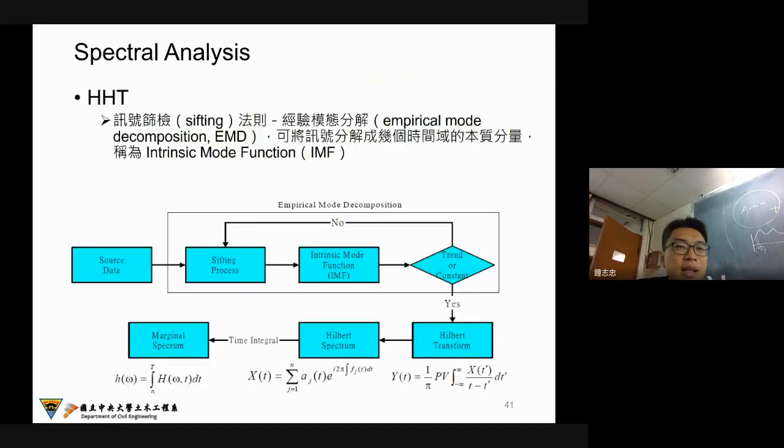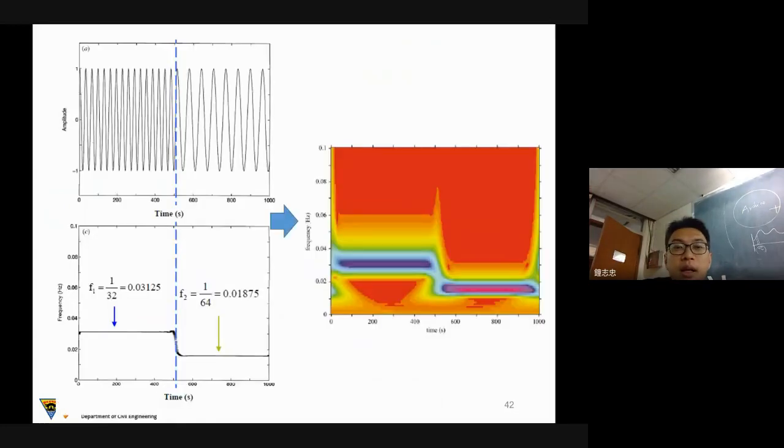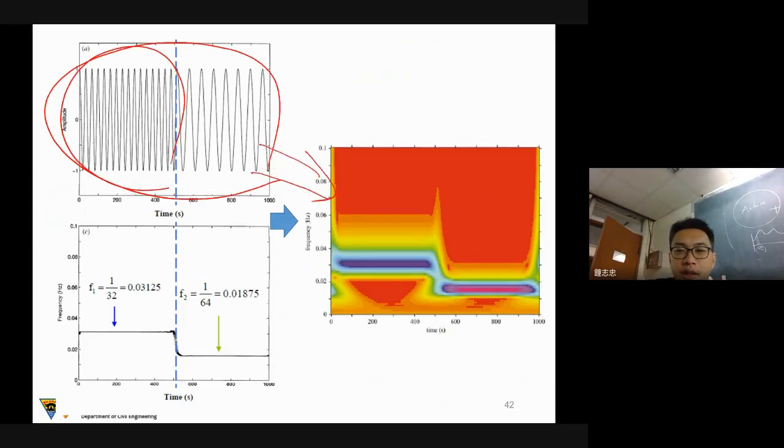But I think HHT is much different. They use the empirical mode decomposition at first, and then they have several spectra in a Hilbert transform. So here you can find the result. The first part is a higher frequency, and the second part is a lower frequency.